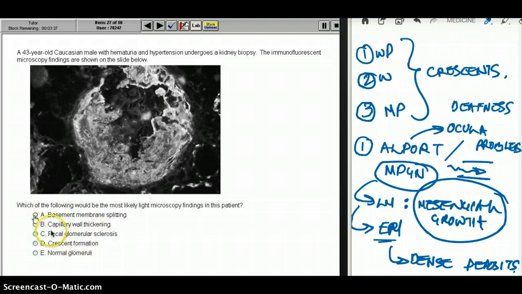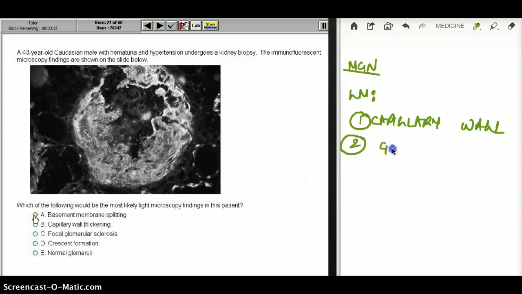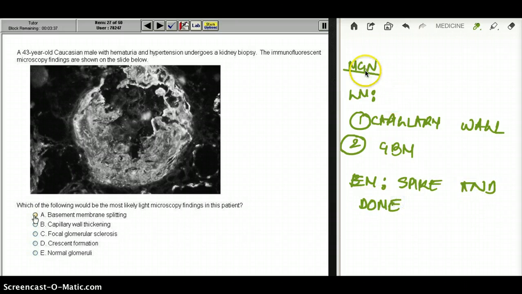What about choice B? When do we see capillary wall thickening? So we see capillary wall thickening in MGN, okay? In MGN, light microscopy shows two thickenings. One is the capillary wall, and the other thing that's going to thicken is the glomerular basement membrane. Okay, this is what we're going to see on light microscopy, but on electron microscopy we are going to see the spike and dome appearance. Spike and dome appearance is going to be seen on electron microscopy for MGN.